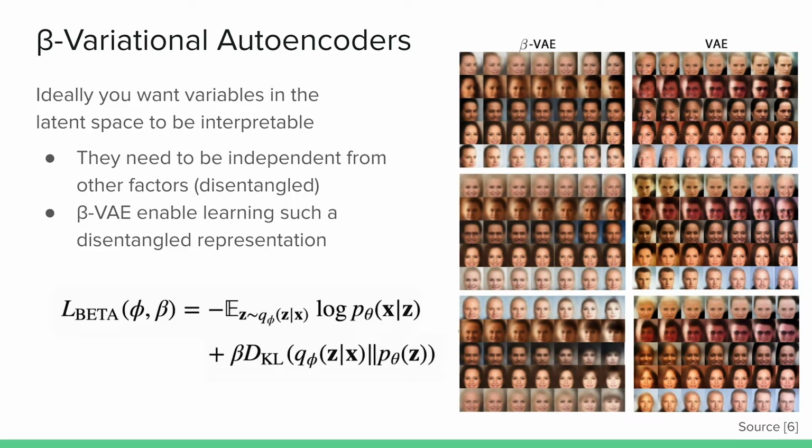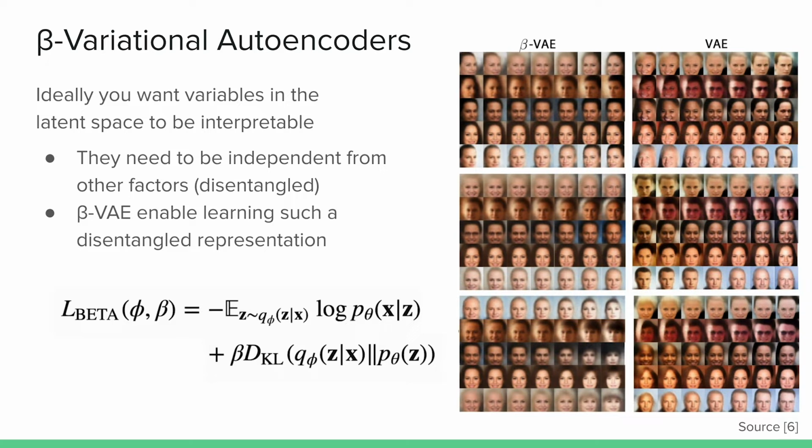But when we use beta variational autoencoders, what we're doing is adding a factor here, this beta factor, onto the second part of our loss function. And what that does is it allows the network to disentangle our latent space representation. And if we disentangle different features in our latent space representation, we can now interpret those variables.